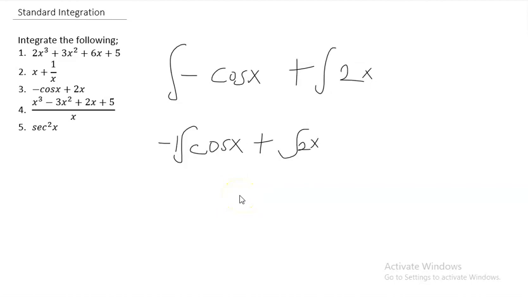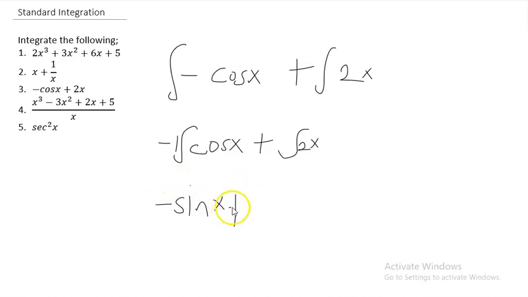So now you know that the derivative of sine x is cos x, so it means that the integral of cos x will be sine x, because they are exactly opposites. So we're going to have negative sine, because the negative is already there, so negative sine x. Remember, the derivative of sine x is cos x, so the integral of cos x will be sine x.